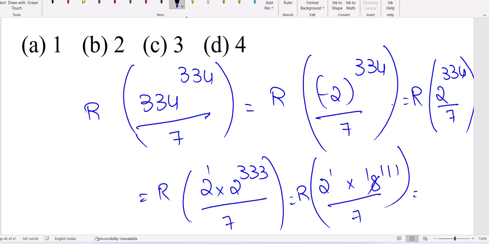The answer is 2 into 1, so 2 divided by 7. Numerator less than denominator, we can stop. The answer is nothing but 2. You check it out: 8 divided by 7, 1 is the remainder. 1 power 111 is nothing but 1. 2 into 1 is 2. 2 cannot be divided by 7, numerator less than denominator, so the answer is 2.